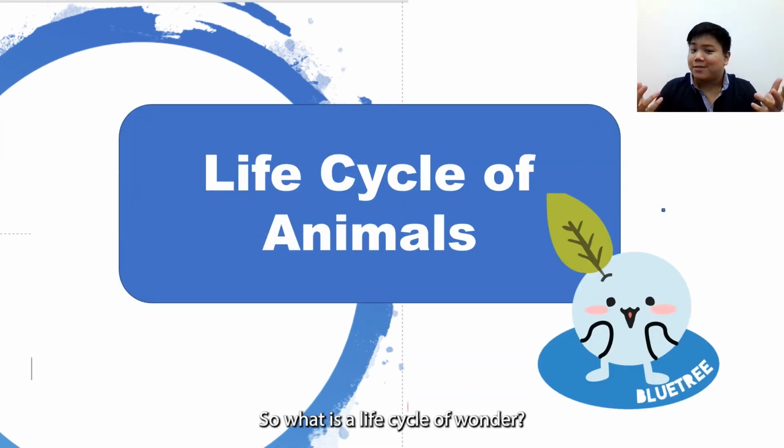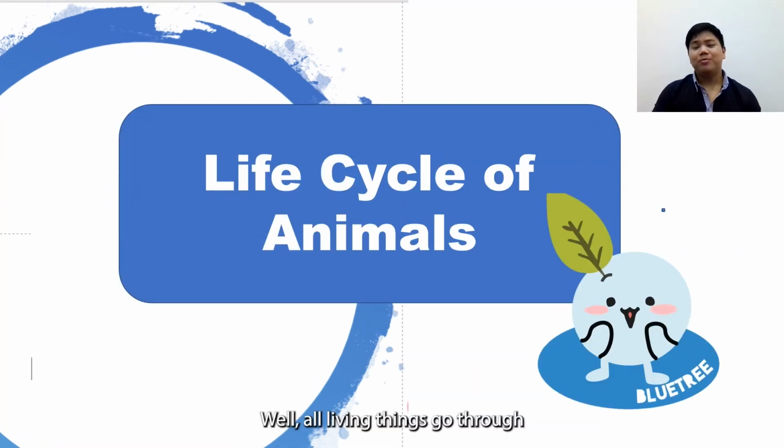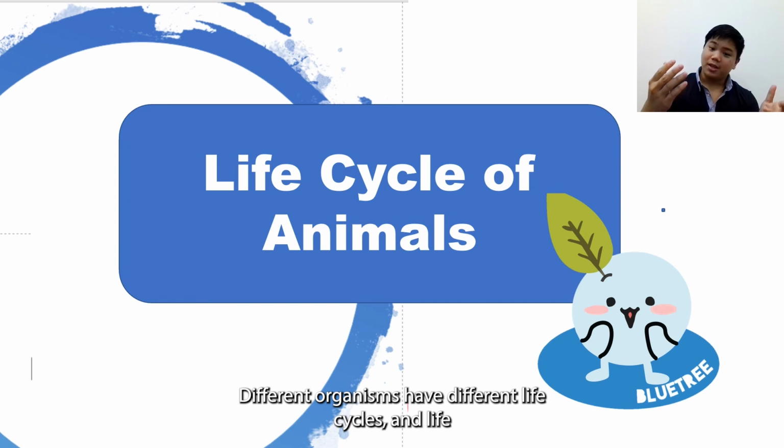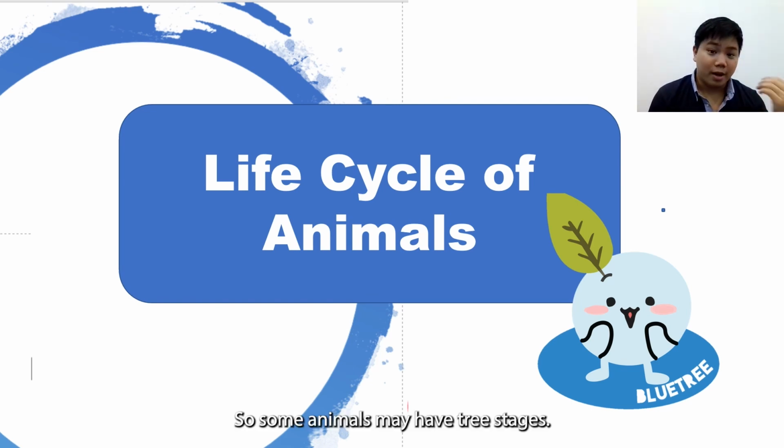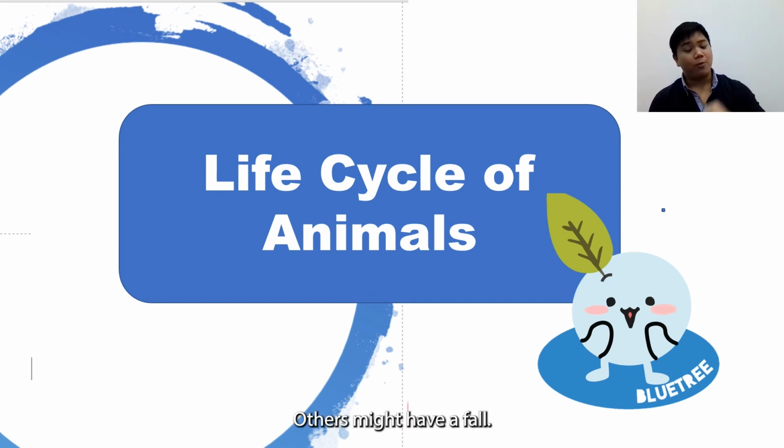So, what is a life cycle, you might wonder? Well, all living things go through a pattern called life cycle. Different organisms have different life cycles. And life cycles are made up of different stages. So some animals might have 3 stages, others might have 4.